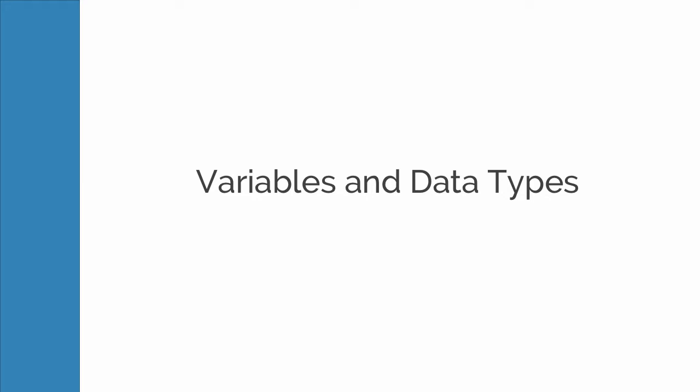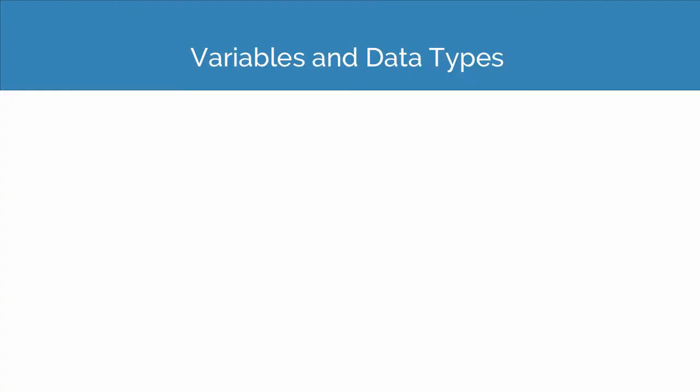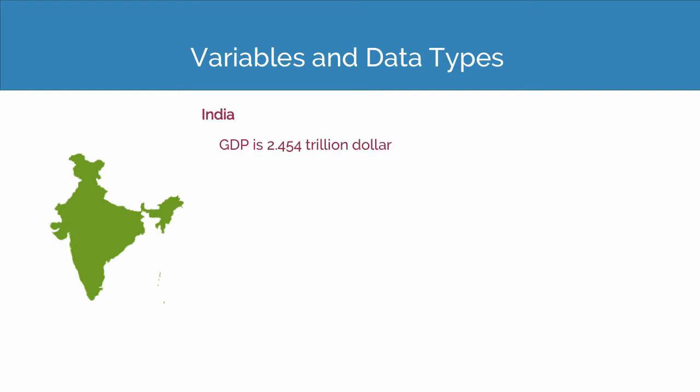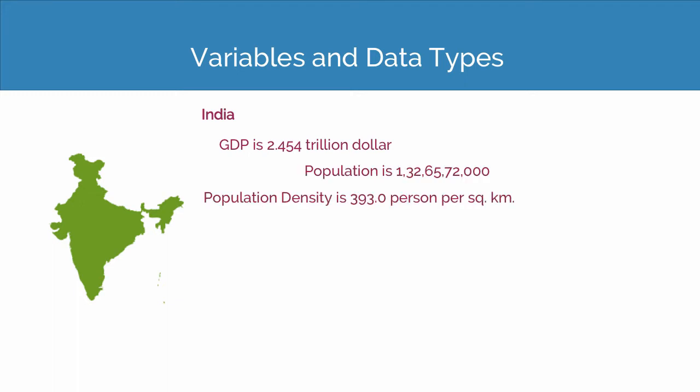In this topic, we are now going to proceed and check out what are variables and data types in Java. Let us first consider an example of our country, India. So our name of the country is India, its GDP is $2.454 trillion, its population is 132 crores, population density is 393.0 per square kilometer, it is a secular state and the symbol of its currency is rupees that you can see here.